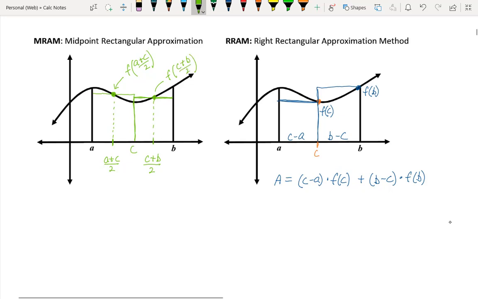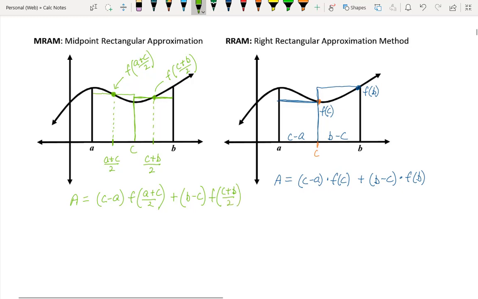Okay, so the area of this one would be area equals, and then again, the base is still the same, it's still c minus a, times f of a plus c over 2. That's the height of that rectangle, plus the base on the right side, which again is still b minus c, times the height of that midpoint, which is f of c plus b over 2.